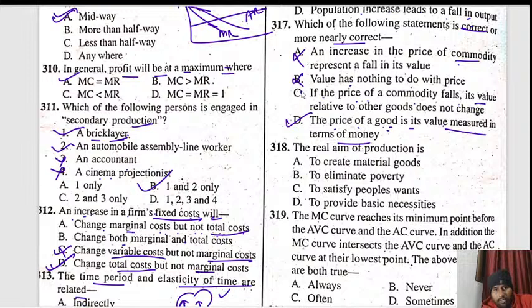This one is also incorrect, because if we talk about substitute goods, if the price of coffee rises, then the demand for coffee will be lowered. At the same time, the demand for tea will be increased. So the correct option in my opinion will be D. 317, the correct option is D only. Moving ahead to question number 318.